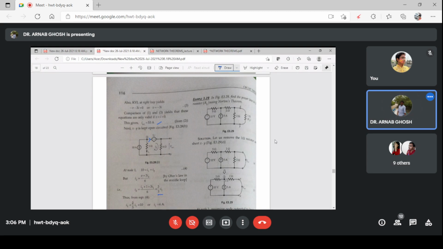One thing, first you try to do this 3.29 problem. Find the load resistance using Norton's theorem. You first do this problem before we move on. We have to calculate the power loss in this resistor RL. That is what you have to calculate. This is for independent sources.